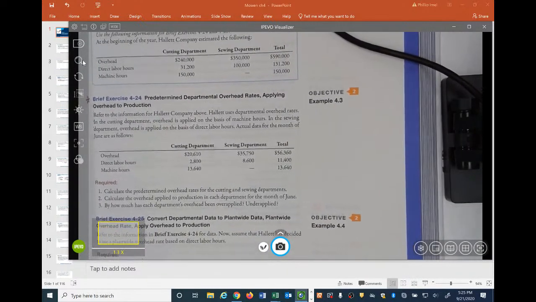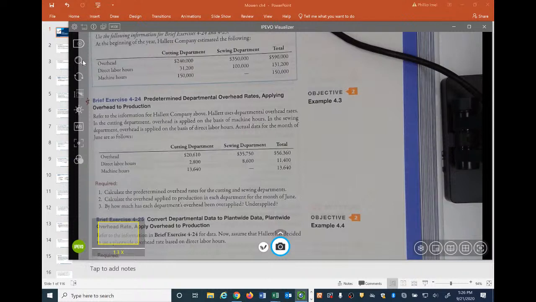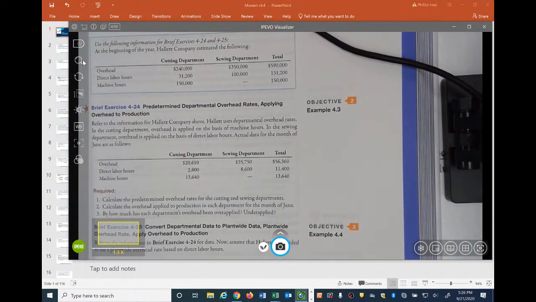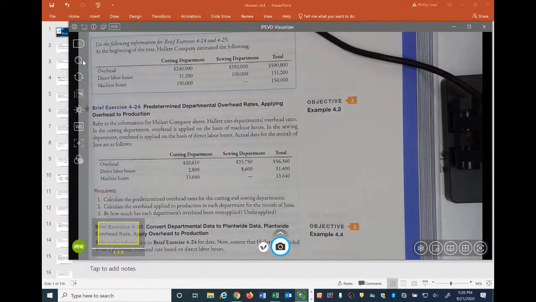Okay, so can you all see that for 4-24? It says refer to the information for Hallett Company above. Hallett uses departmental overhead rates, okay? In the cutting department, overhead is applied on the basis of machine hours. In the sewing department, overhead is applied on the basis of direct labor hours. Actual data for the month of June are as follows, okay? So we're going to be using the data up here along with the actual data down here, okay?